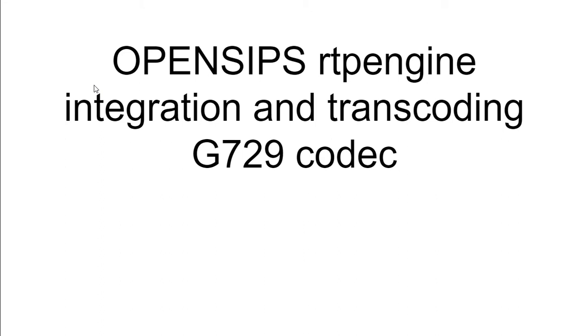Today's topic is OpenSIPS RTP engine integration and transcoding. I will show various kinds of transcoding we can do with RTP engine and how to integrate OpenSIPS with RTP engine. So various transcodings are possible with various codecs. G729 is one of the special codecs which is used for transcoding in most cases. So I am going to discuss all this today.